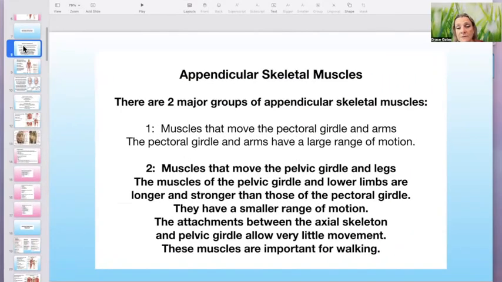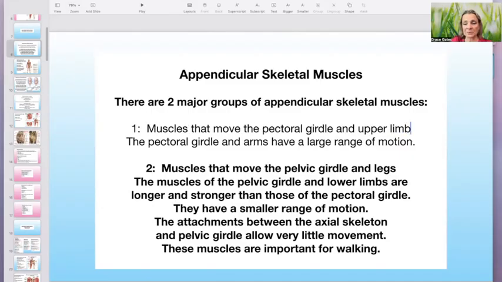There are two major groups of appendicular skeletal muscles, and they are the pectoral girdle and the upper limbs, and the pelvic girdle and the lower limbs. The pectoral girdle and the upper limbs have a large range of motion, and the pelvic girdle and the legs are larger and stronger, but they have a smaller range of motion. The attachments between the axial skeleton and the pelvic girdle allow very little movement. These muscles are important for walking, obviously an important skill.